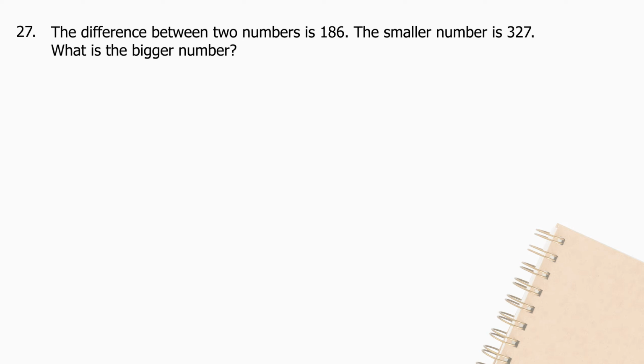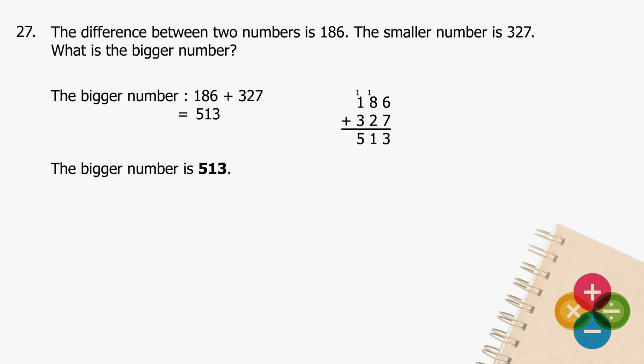Question 27. The difference between two numbers is 186. The smaller number is 327. What is the bigger number? The bigger number will be add 186 to 327, and the sum is 513. The bigger number is 513.